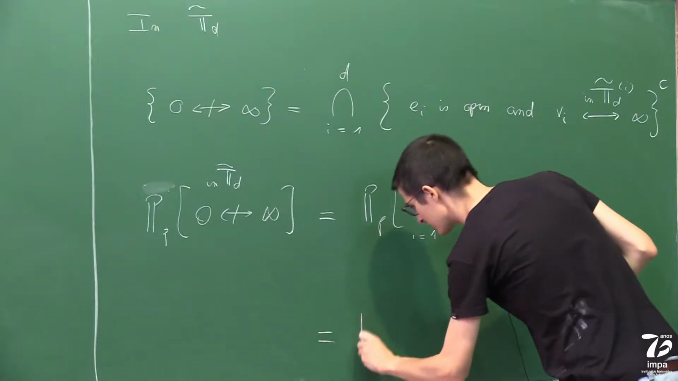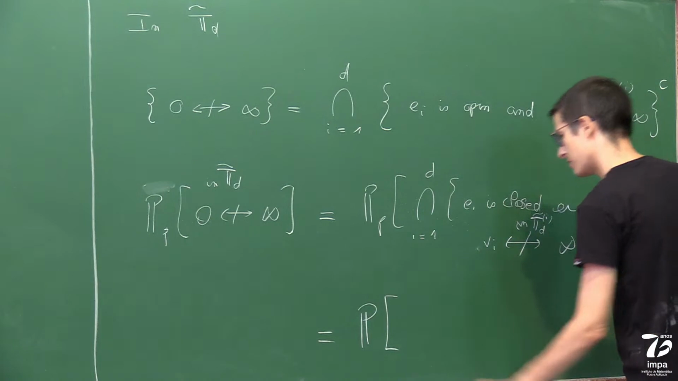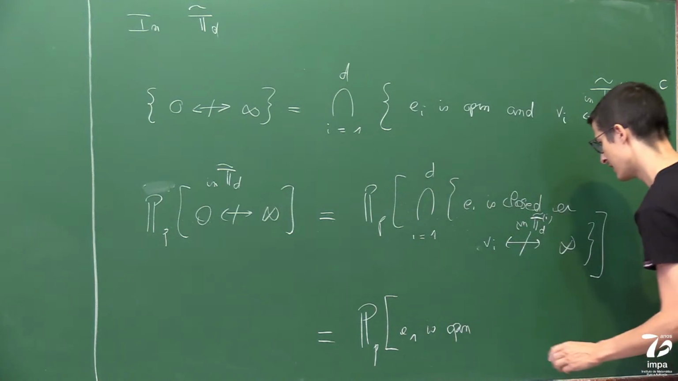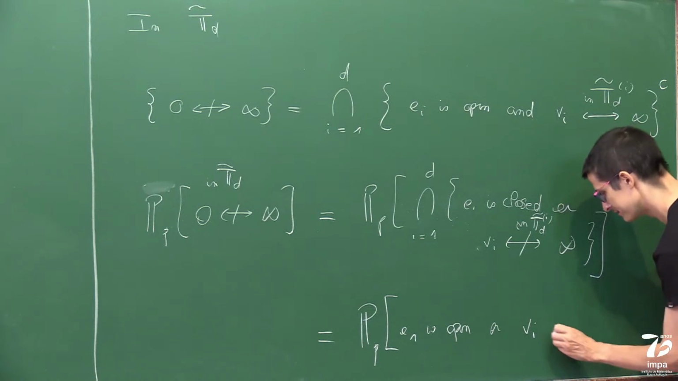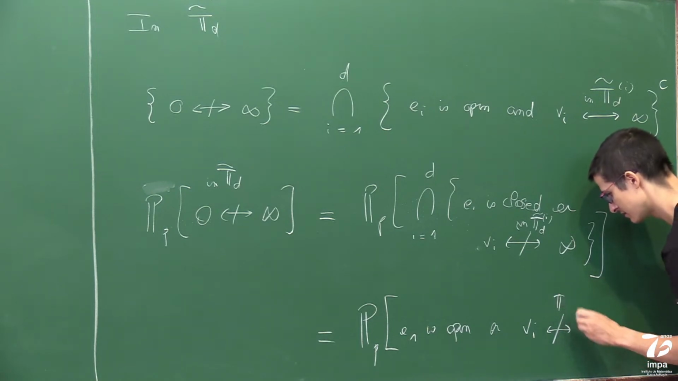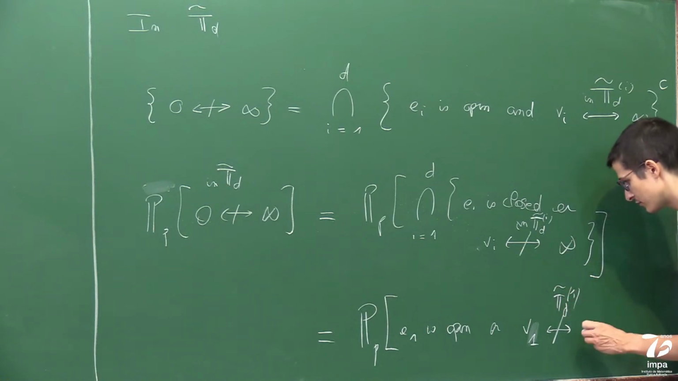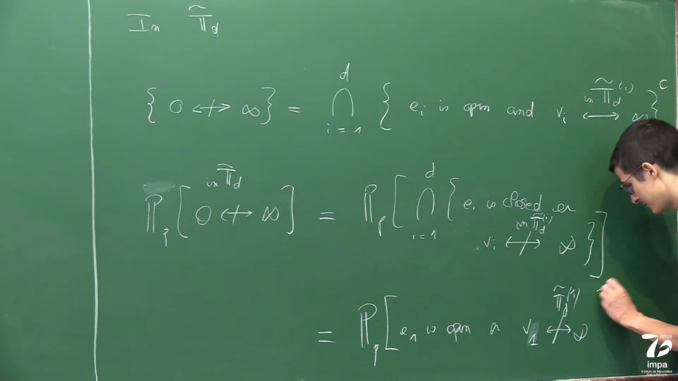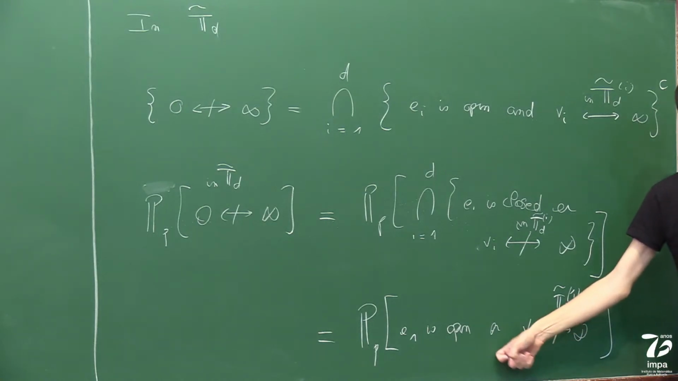So this thing is just the probability that E1 is open or V1 is not connected to infinity in T_1^d, to the power d. Now I just have to compute this probability.